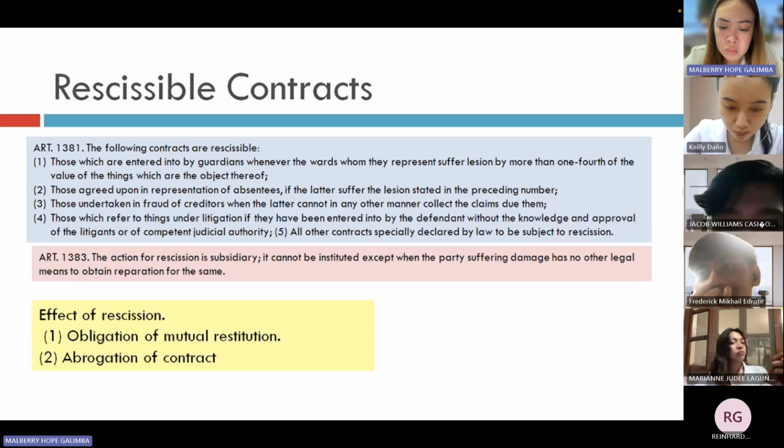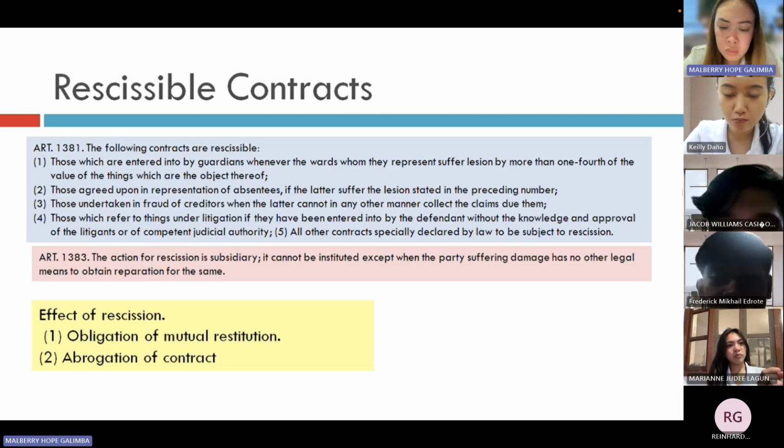And second, it is an abrogation of a contract. Abrogation means good as if there was no contract executed by the parties. That is the effect. If the contract is canceled, then it is good as if there was no contract entered into by the parties.